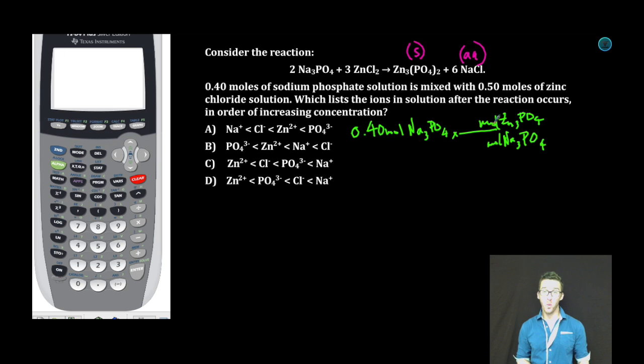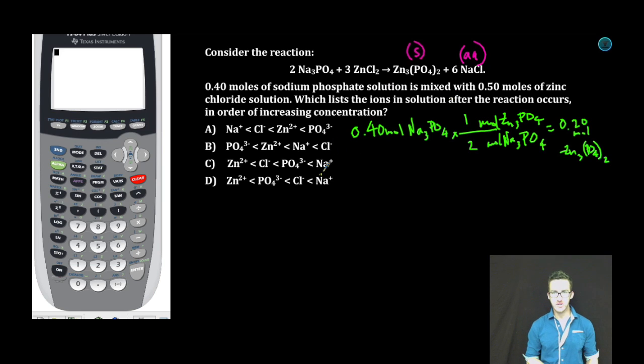I just picked one of the products to compare it to. You could have done sodium chloride if you wanted. The relationship between sodium phosphate and zinc phosphate is a 1-to-1 relationship, which means that if all of this reacts, I'm going to make 0.4 moles of our zinc phosphate.